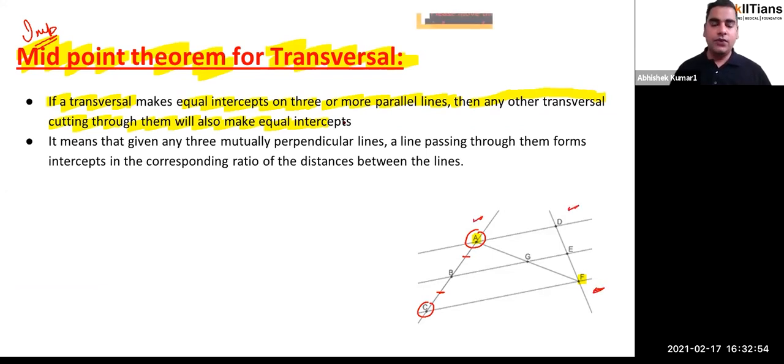If you read this statement, it says any other transversal cutting through them will also make equal intercept. What is the meaning of that? That means if I'm talking about this transversal AF, this AF is also going to make equal intercept. That means AG will be equal to GF. And if I'm talking about DF here, this DF is also going to make equal intercept. That means you are going to have DE equal to EF. That's what it says.